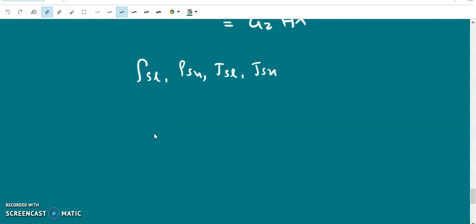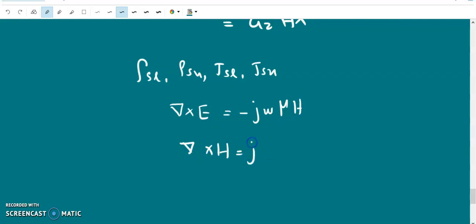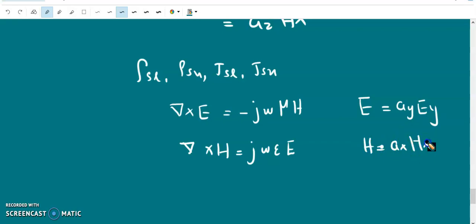So the Maxwell curl equations are given by del cross E is equal to minus j omega mu H and del cross H is equal to j omega epsilon E, for time harmonic fields, where E and H are phasors. So we know that the electric field is along y direction, ay Ey, and the magnetic field is along x direction, ax Hx. Hx is a negative quantity here.